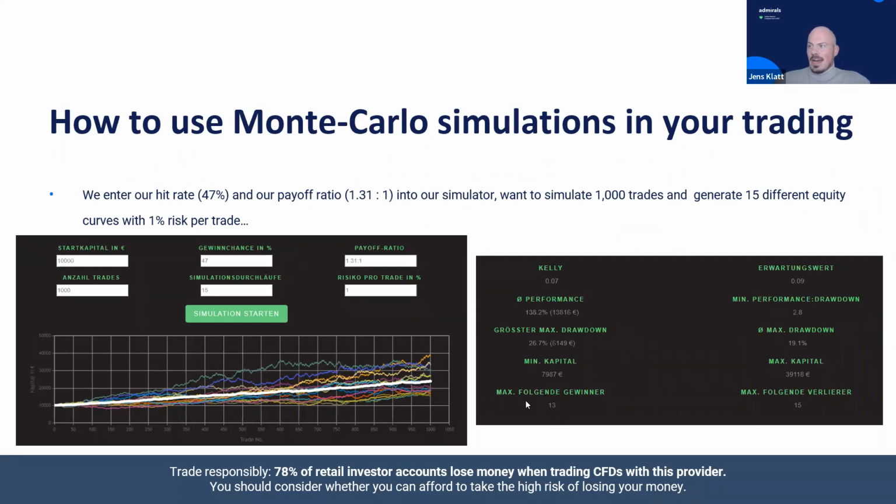It's 15. So what you can see is, for example, that it's completely normal after running 15 different simulations. After 1,000 trades, there will be a serious streak when you have 15 losing days in a row. That means nothing more than this: if you have an intraday trading strategy, 1 trade per day, that's 5 days a week. This is 3 weeks.